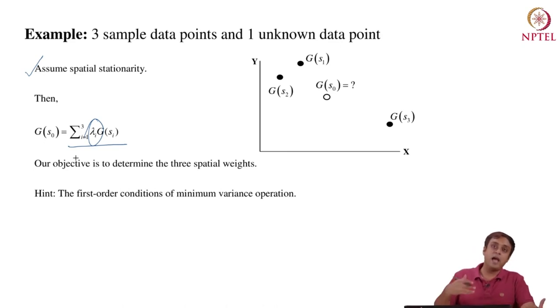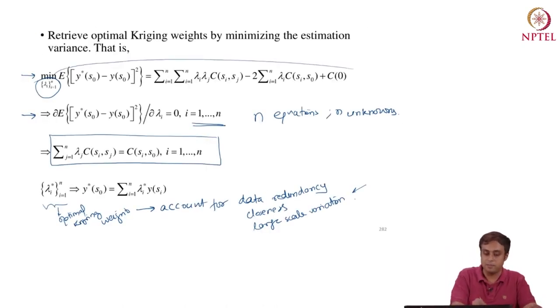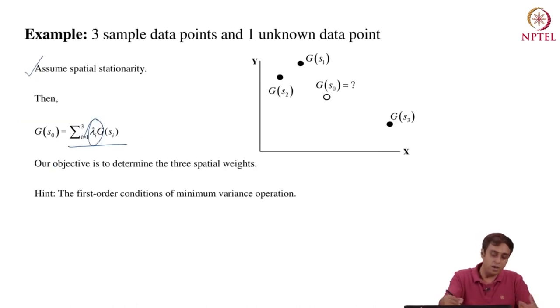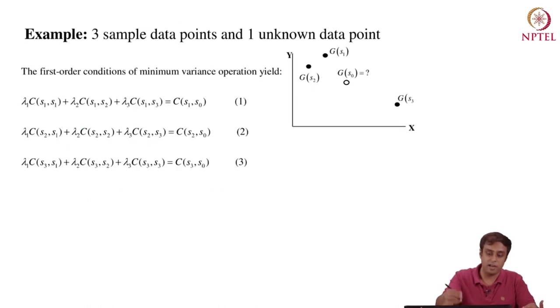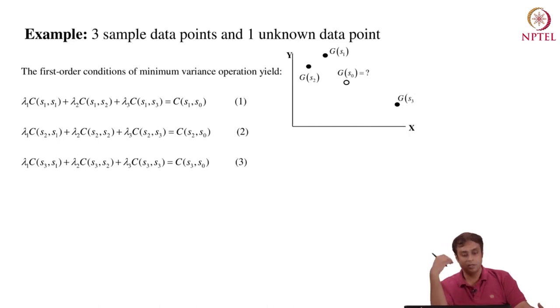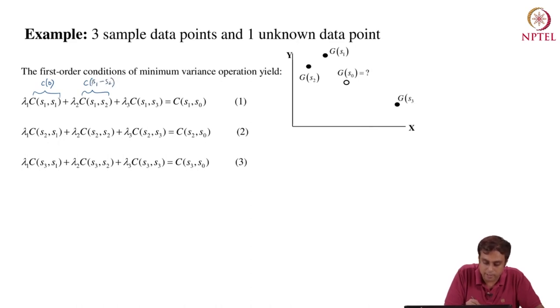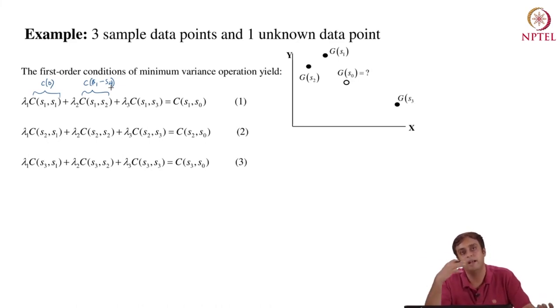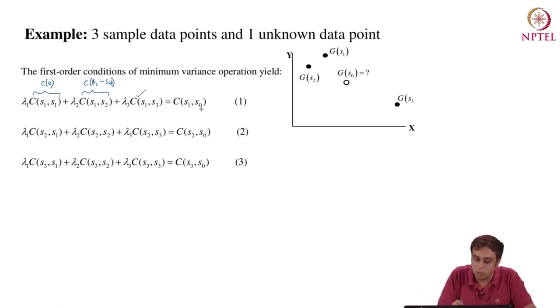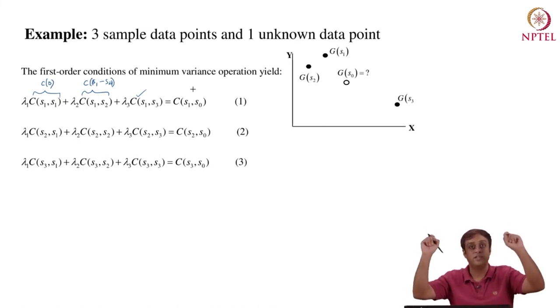The hint from our exposition previously is that we have to minimize the estimation variance. So we have to figure out the estimation variance and try to minimize it. These first order conditions, as they were in the previous slide, will turn out to be very convenient. The first condition is lambda 1 C(S1, S1), which is nothing but C0, plus lambda 2 C(S1, S2), so this is C of S1 minus S2, the covariogram at lag S1 minus S2, plus lambda 3 times the covariogram at lag S1 minus S3, which is equal to the covariogram at the lag between S1 and the unknown location S0.